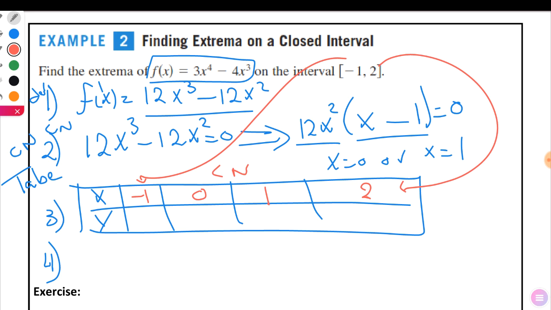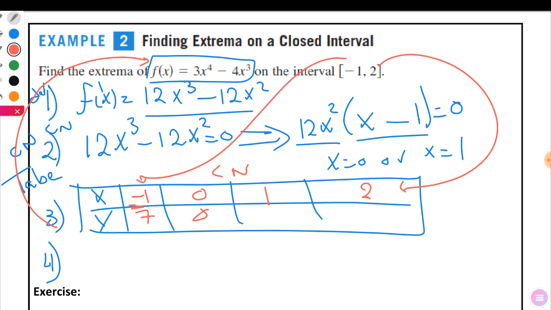Sometimes I have one critical number, no critical number, or 2, 3, any number of critical numbers. Maybe I don't have a critical number. In this case, I will write the left end and the right end of the interval only. Then, substitute in the original function. Substitute in the original function. At -1, it will be 3 plus 4, so 7.